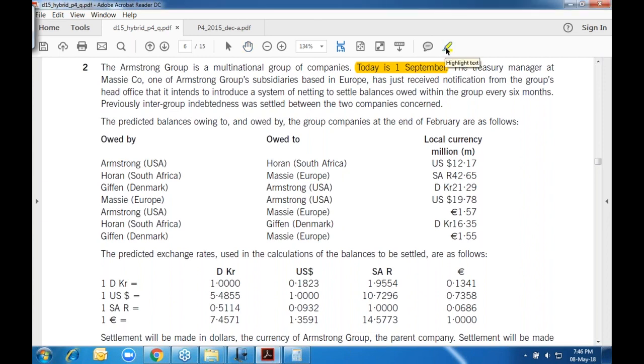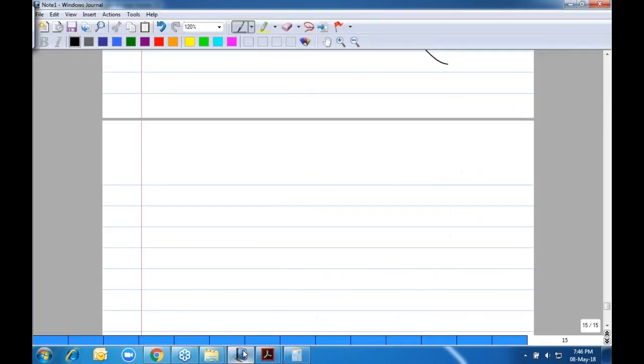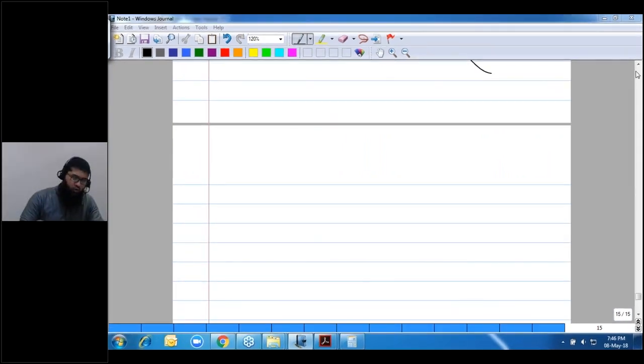Okay, let's talk about it. So basically, this question is on multilateral netting. For those of you who are not aware of multilateral netting, I will give a quick overview of what multilateral netting is.